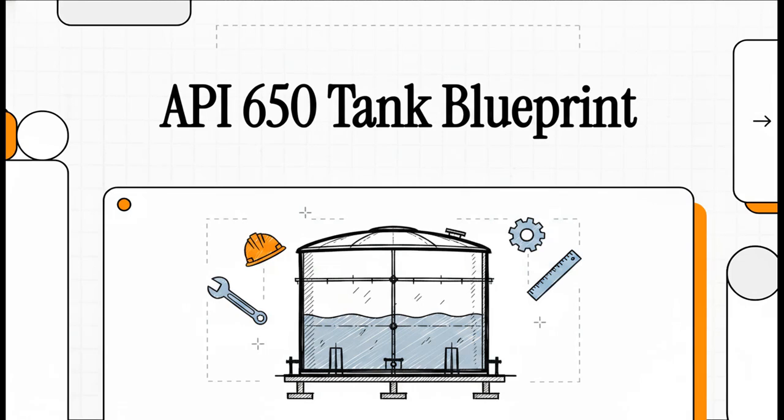Welcome to this explainer. Today, we're going to decode the notoriously dense engineering standard known as API 650. We'll be taking all that complex math and transforming it into a practical, step-by-step roadmap for designing a massive, structurally sound oil storage vessel. Let's get right into it.